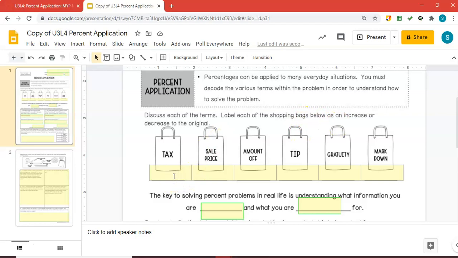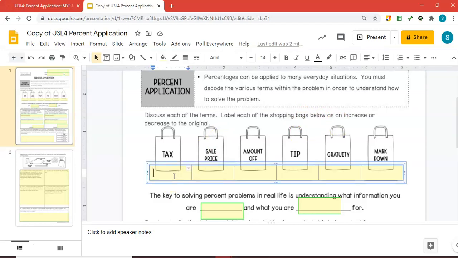So if you're paying a tax, that's generally in addition to what you're normally paying for the price, so that is an increase. Sale price, well, that's often a decrease. It's going to be smaller than the original price. Amount off, that's a decrease. Tip, you're adding a tip to the original price, so that's an increase. Gratuity, that's again something that you're paying in addition to the original price, so that's an increase. And then markdown, that's generally the price getting lower, so that's a decrease.